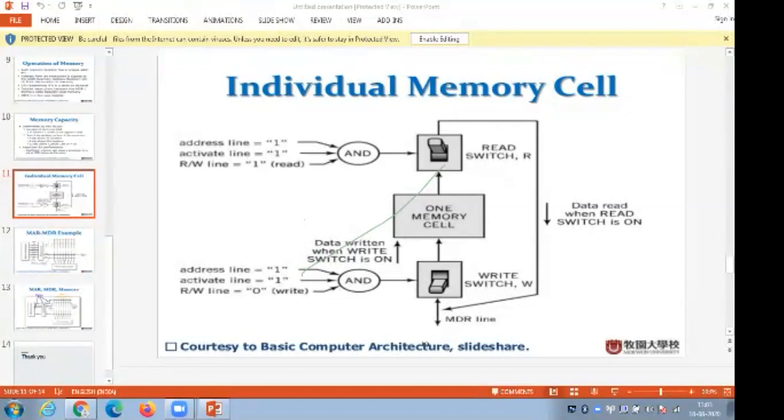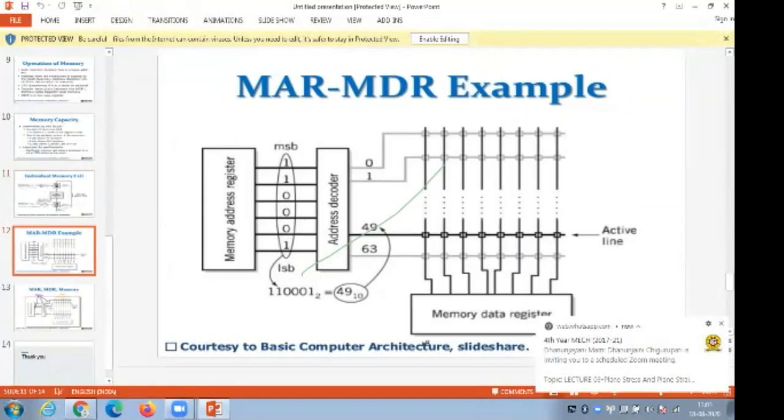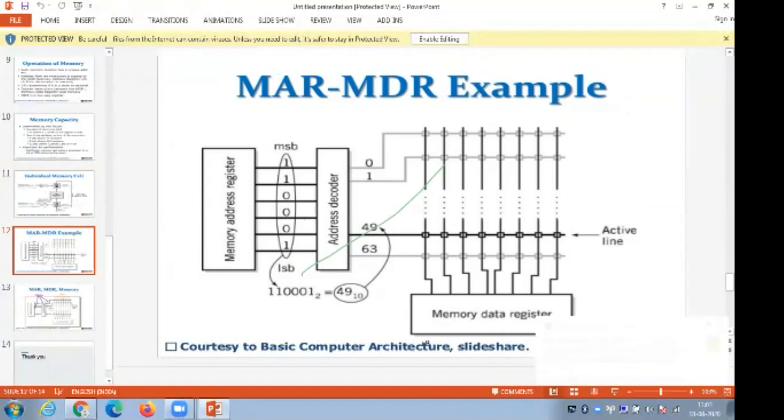Data is read when the read switch is on. Now you understand: we press the button A, it is stored in one memory cell, then it goes to the read button, which is shown on the display, and then it goes to the MDR line, the memory data register. This is how an individual memory cell is operated. I think you understood. And this is MAR, the memory address register, and MDR, the memory data register.